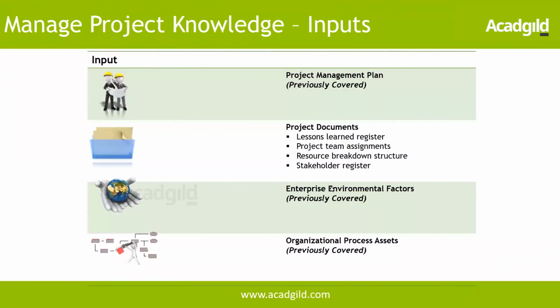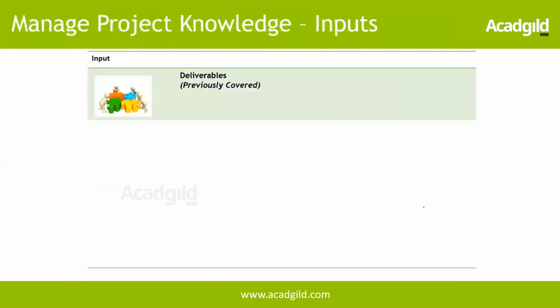Input, the project management plan, which is the output of the previous processes again. Project documents, which you have already seen, some of the documents listed down here. Especially the key thing that we need to look at is the lessons learned document or lessons learned register. Then project team assignments, resource breakdown, stakeholder register, but it's not limited again. There could be other documents as well. EEF and OPA, contributing towards the manage project knowledge process. The other input is the deliverables, which we saw as the output of the previous process.